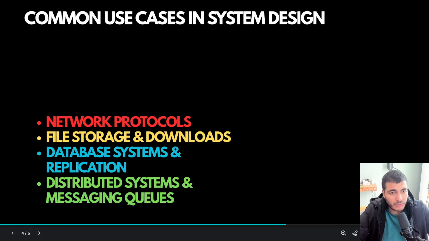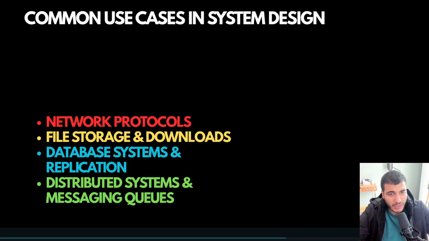Okay, we will talk about some common use cases in system design, and I would say that you need to focus on this section. You will use them in network protocols, in the TCP/IP headers, like TCP segments and IP packets. Often they include checksums to ensure the integrity of the header information as data travels across the internet.